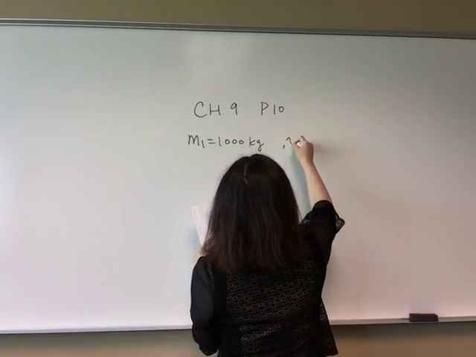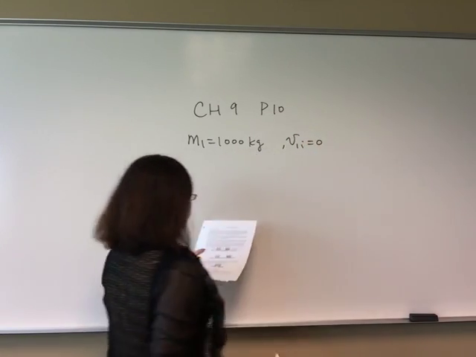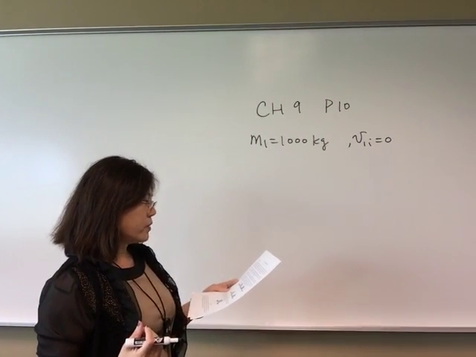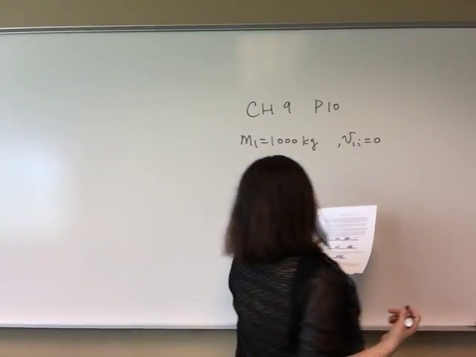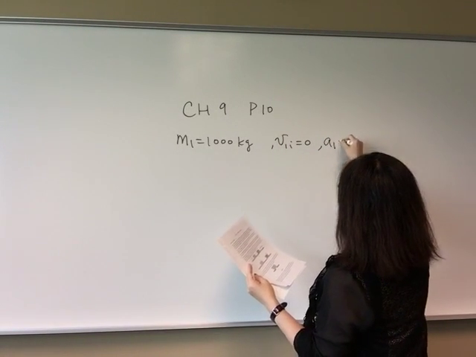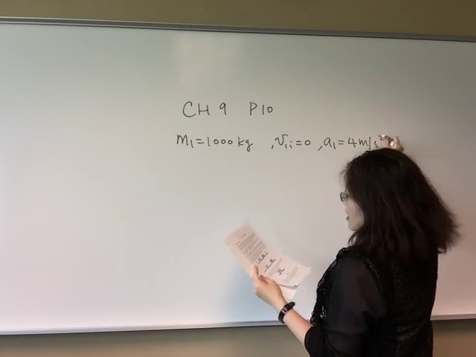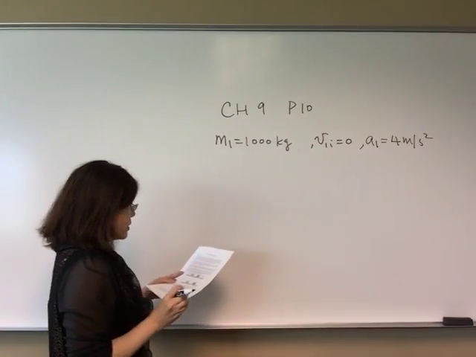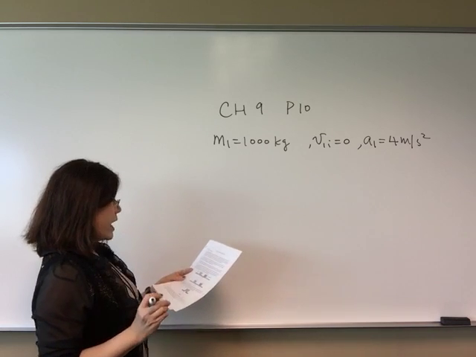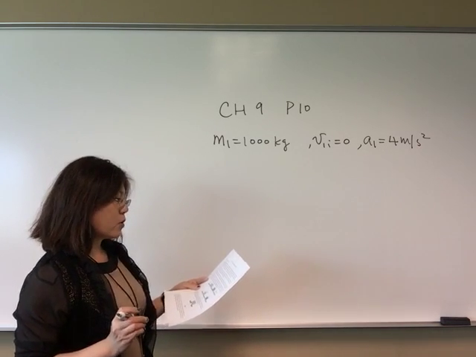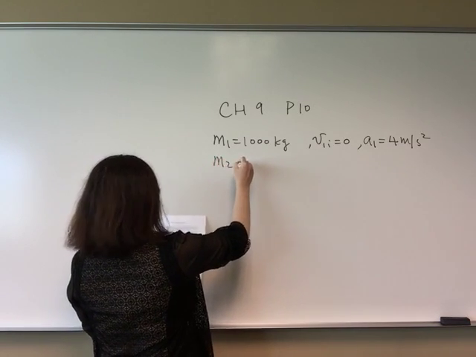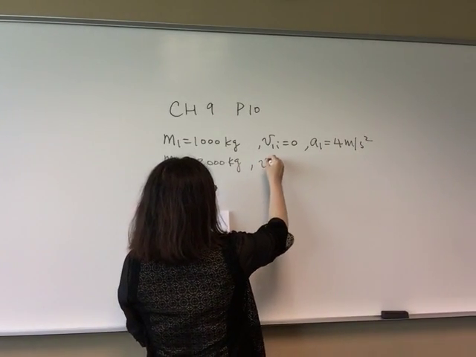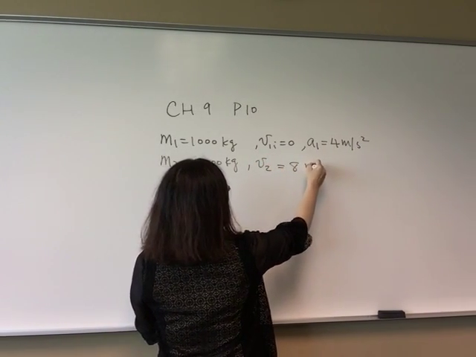So that's initial V1i. Initially, it has 0 velocity. At the instant the light turns green, the automobile starts to move with a constant acceleration of 4 meters per second squared. So a1 is 4 meters per second squared. At the same instant, a 2,000 kilogram truck traveling at a constant speed of 8 meters per second overtakes and passes the automobile. So M2, the truck, has a mass of 2,000 kilograms, and its velocity V2 is constant, maintained at 8 meters per second.